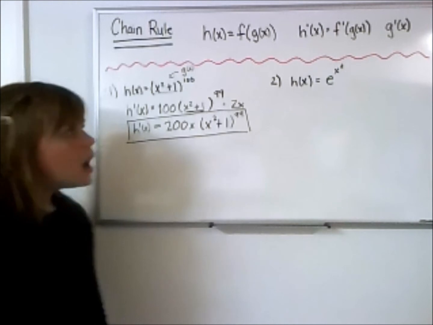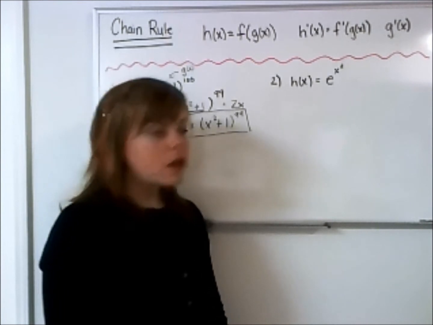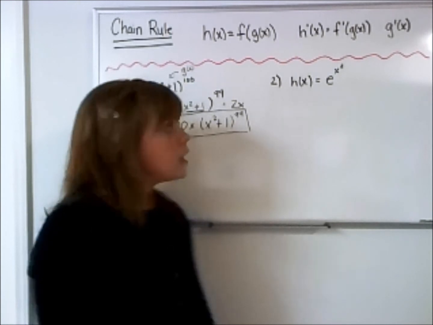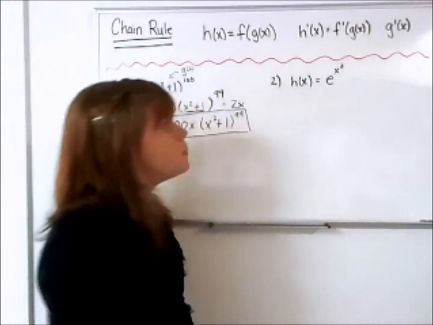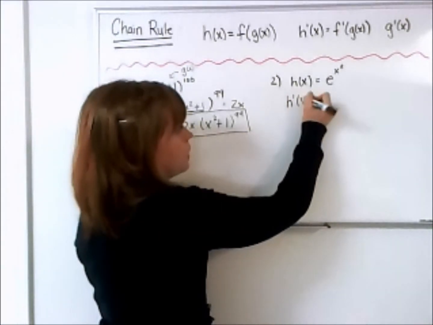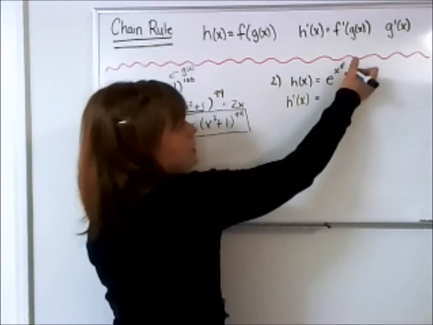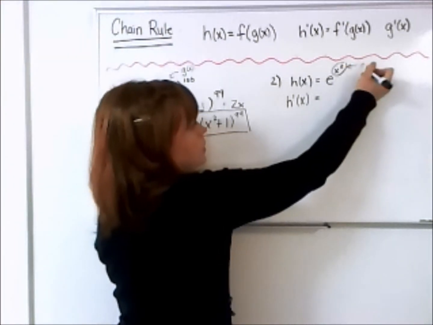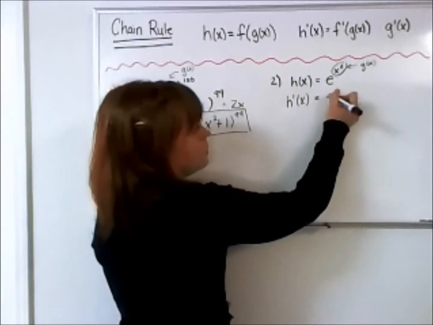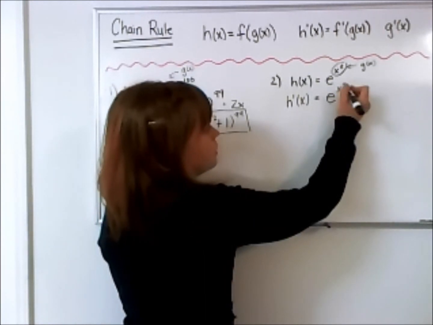Let's look at the second example here, where we have h of x equal to e to the x squared. We're used to seeing e to the x, and we know the derivative of e to the x is just e to the x. But this squared power up here makes this a composite function. So, using the chain rule, we'll get h prime of x. What I like to do again is pretend that in this case this thing is our g of x. So, copying it down, the derivative of e to the g of x will just be e to the g of x.